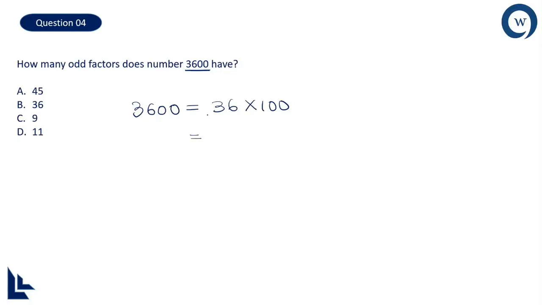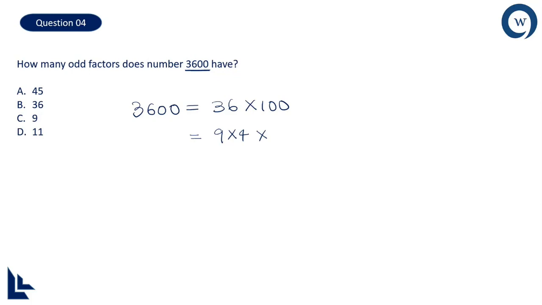Tell me, decompose this value 36 into shorter numbers. How will you do that? I'll do it like 9 into 4. You can go for 6 into 6 also. You will get the same answer. There is no problem as such. But 9 into 4 is easier for me. I'll go with this.